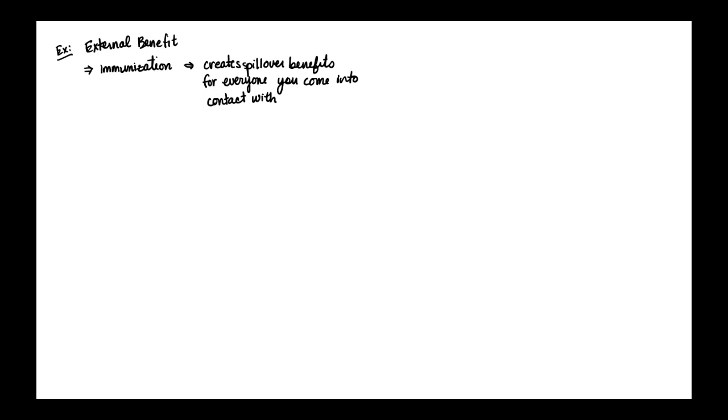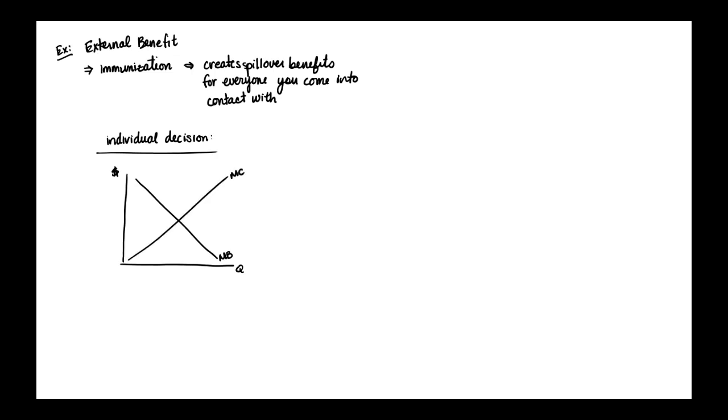So let's look at individual decision making. Let's look at the individual decision. All right. So we've got a downward sloping marginal benefit curve. And let's just stay with our upward sloping marginal cost. It could be constant. It doesn't really matter. We'll do some examples with constant marginal cost. Let's go back to our simple marginal benefit, marginal cost model.